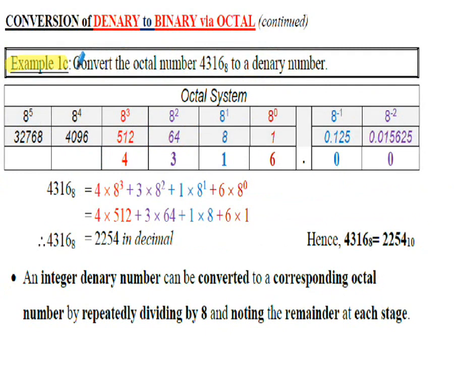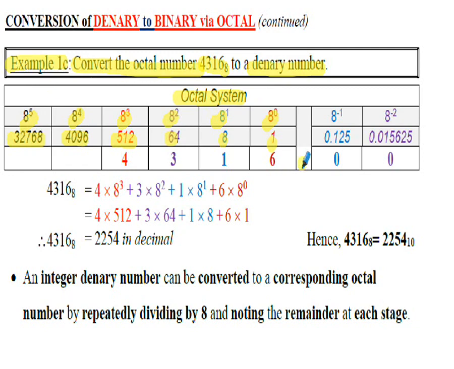Example 1c. We're going to convert the octal number of 4316 base 8 to a denary number, to base 10. So looking at the octal system and using the column heading format, we would now have to the left of the decimal point 8 to the 0, which is 1, 8 to the 1, which is 8, 8 to the 2, which is 64, 8 to the 3, which is 512, 8 to the 4, 4096, and 8 to the 5, 32,768. You can check those values on your calculator.